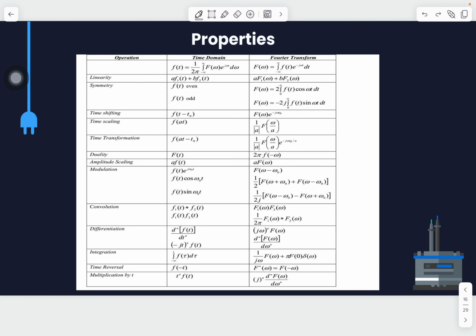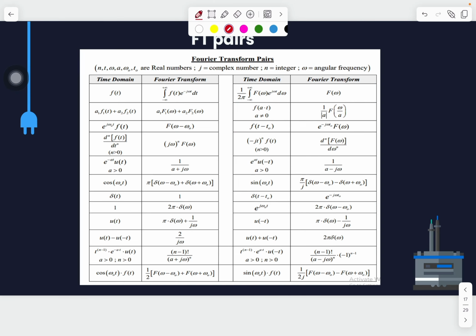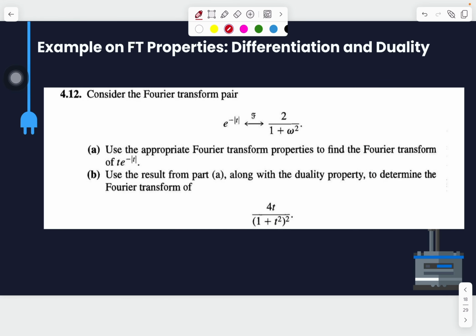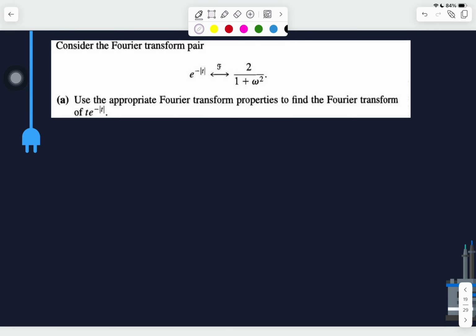The properties of the Fourier transform, we're going to use some of them. Actually, we're only going to use 2 of them in the coming example, but all of them, I believe, are equally important. We just don't have enough time to cover all of them. The Fourier transform pairs for known signals, I don't believe they should be memorized, but we should know how to use them. So first, let's do this example on Fourier transform properties.